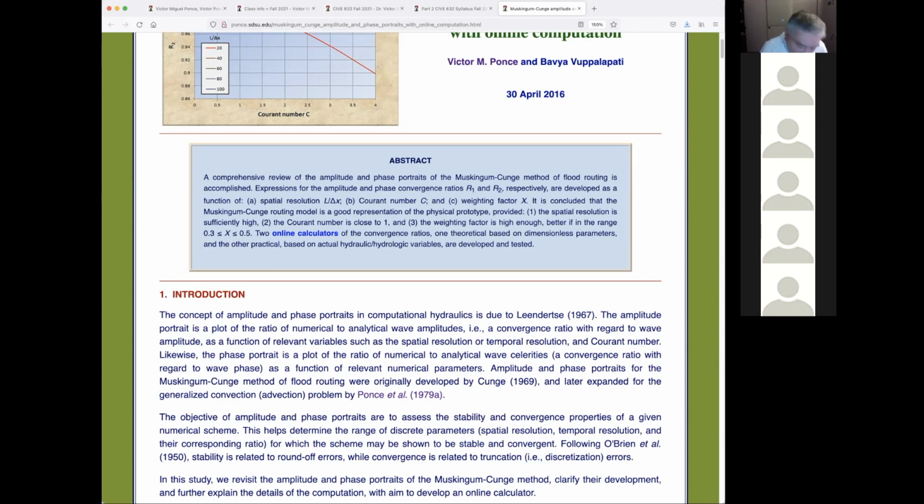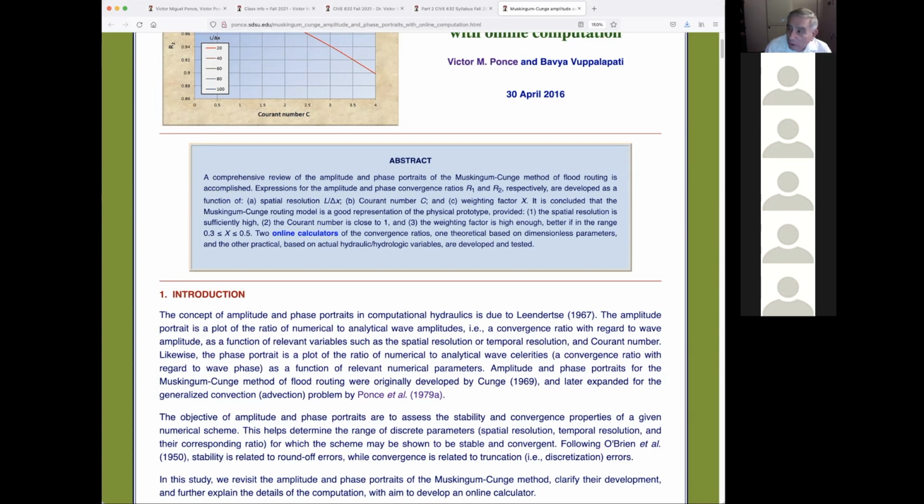We reckon that L over dx is the fundamental parameter. L over dx needs to be high. 100, I feel comfortable with. 50, not so much. 10 is bad. If you have an L over dx of 10, it's not going to work for you. It's going to be inaccurate. It's going to be non-convergent and so forth.